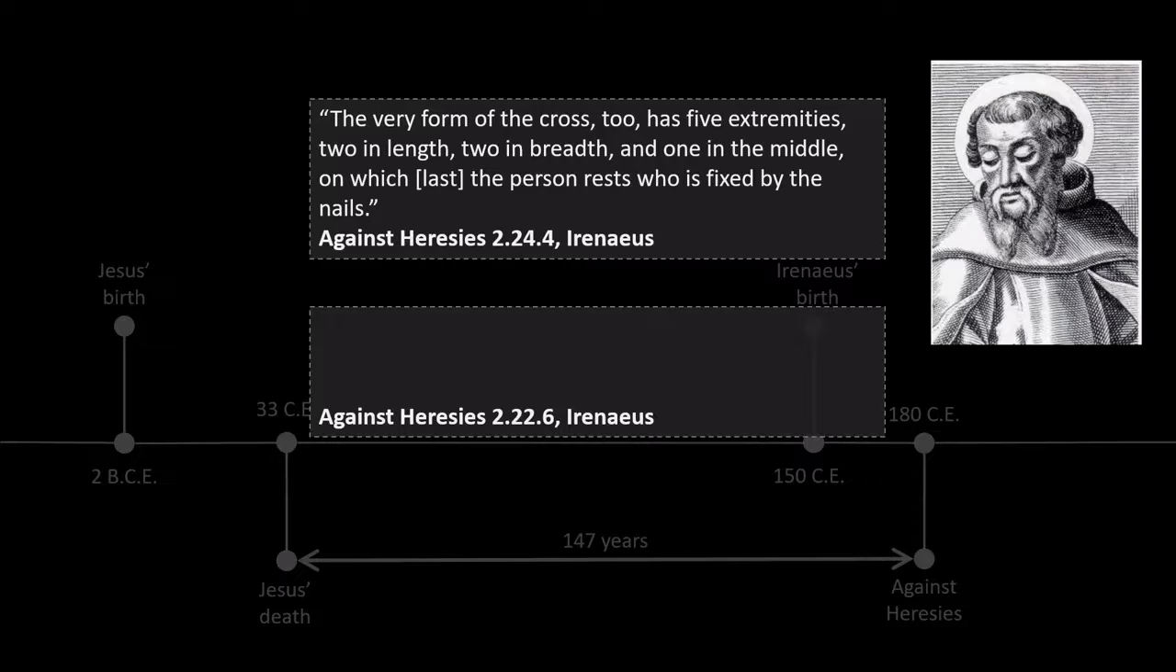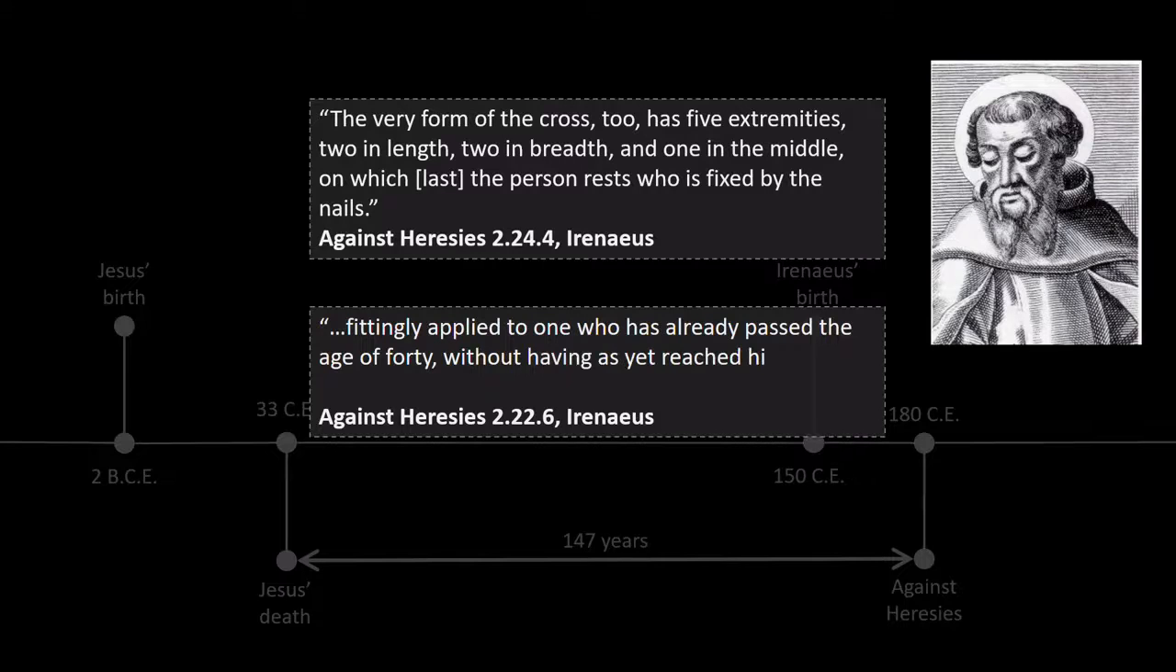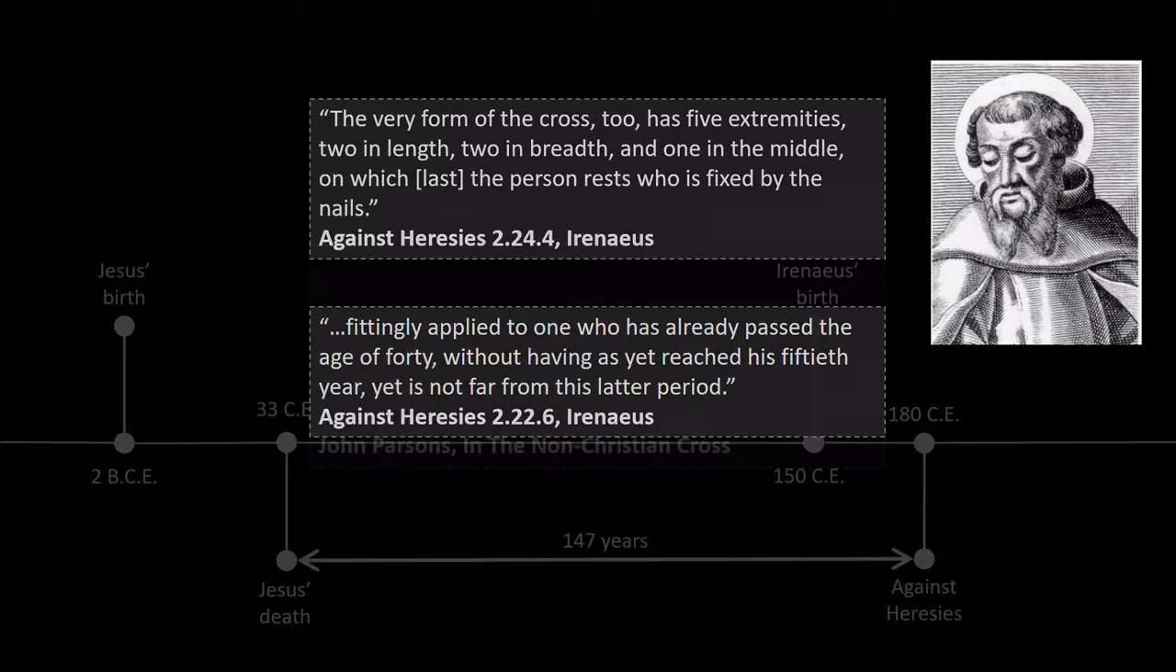Referencing John chapter 8, he says of Jesus, "fittingly applied to one who has already passed the age of 40, without having as yet reached his 50th year, yet is not far from this latter period." However, it's generally accepted that Jesus died in his early 30s.